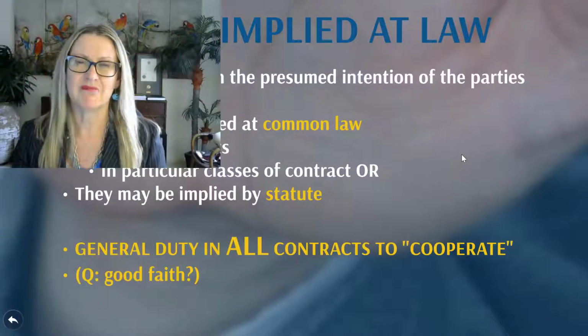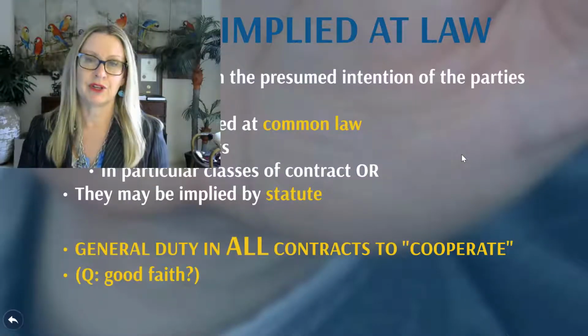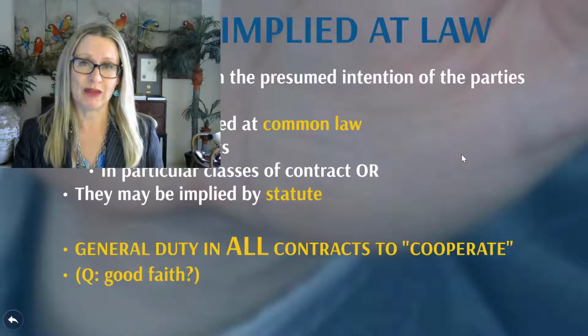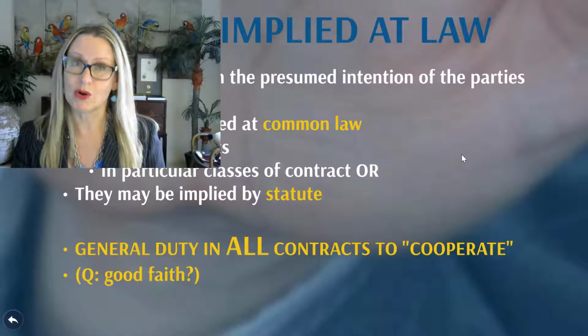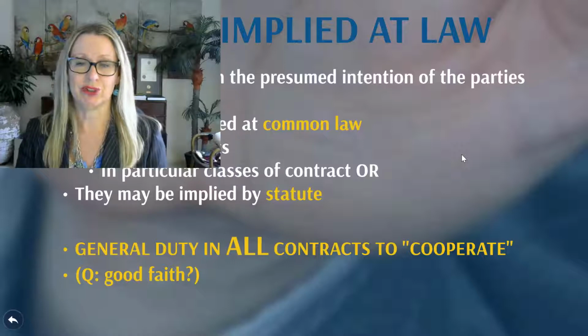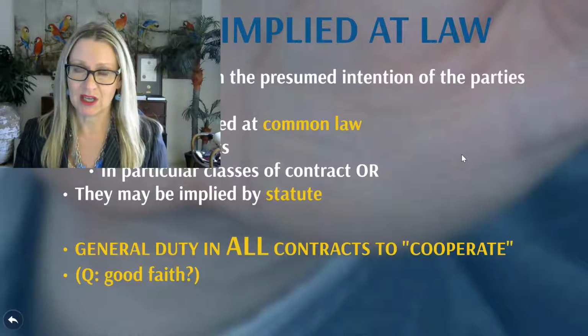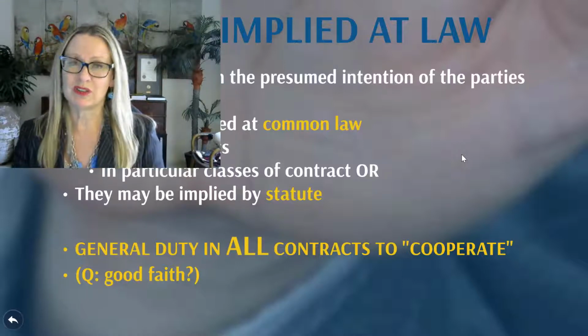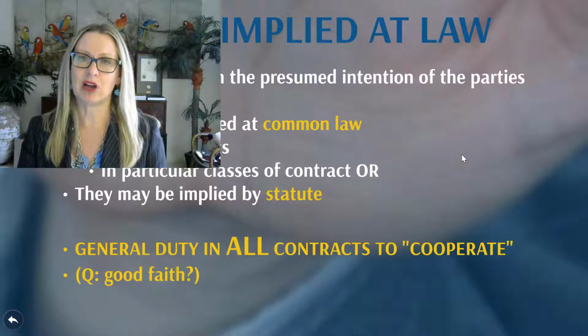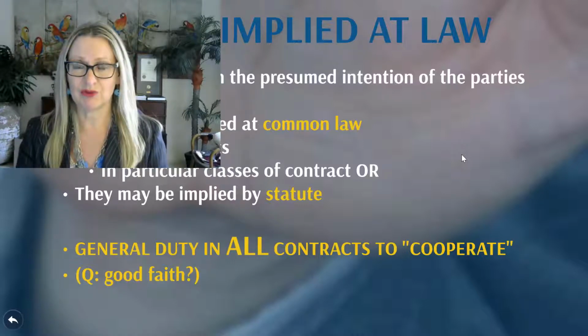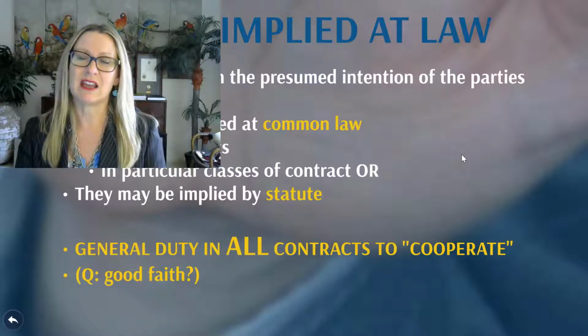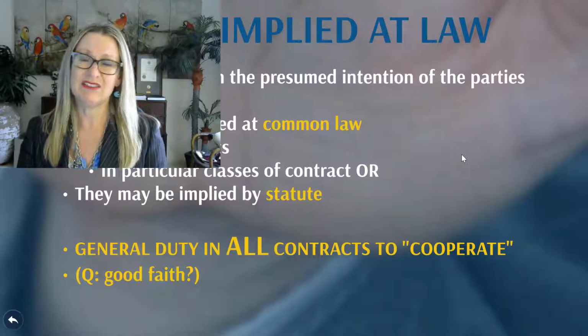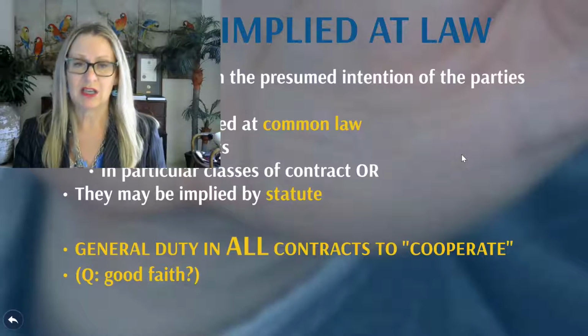The first kind, and probably most obvious kind of term implied at law, and this one's implied for all contracts, is just a general duty on the parties to cooperate. No real rocket science here. It's just implied by courts as part of the general machinery of the contract so that the parties can actually get the benefit that they'd intended out of the contract.